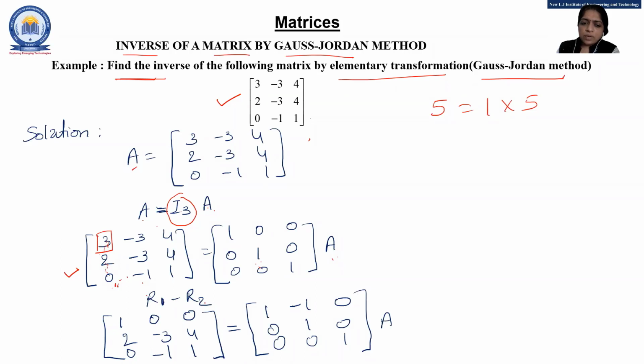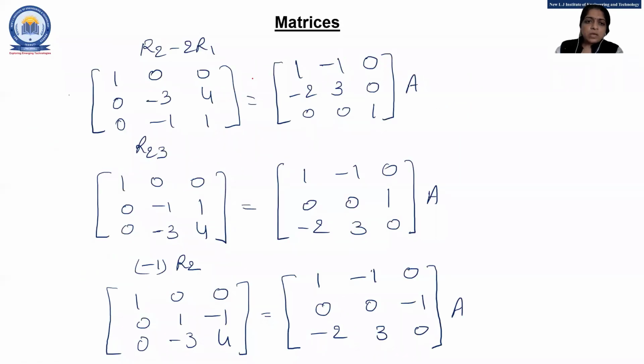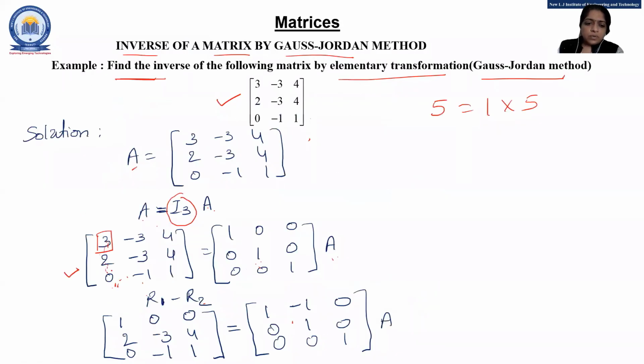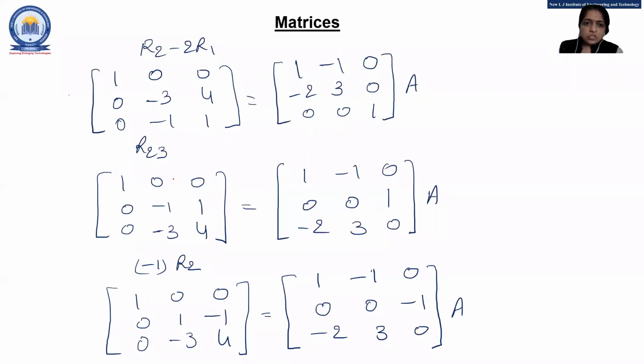So by doing R1 minus R2, I get this matrix, and the same operation I am doing on the right hand side. Next, I want to convert this 2 into 0 form. This 0 is already 0, right? So for converting this 2 into 0 form, I am doing one operation in the second row.